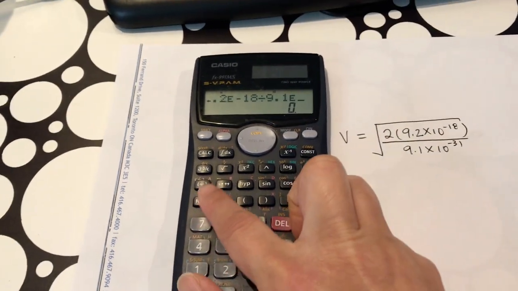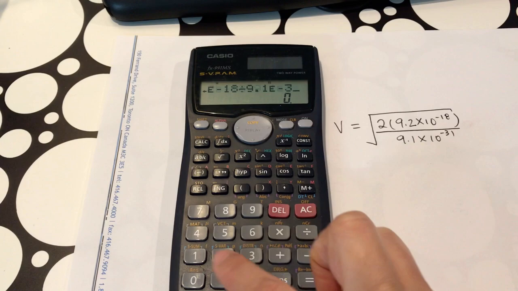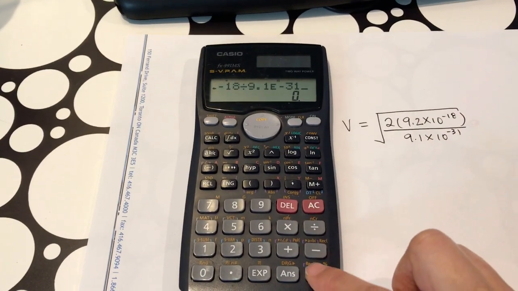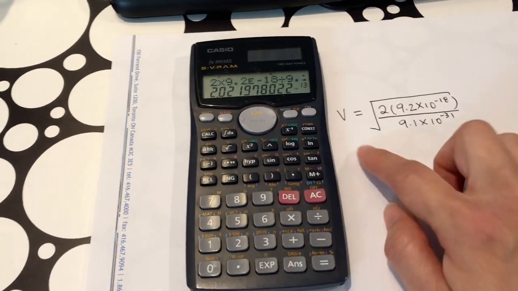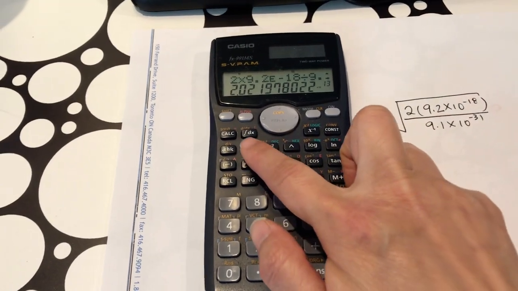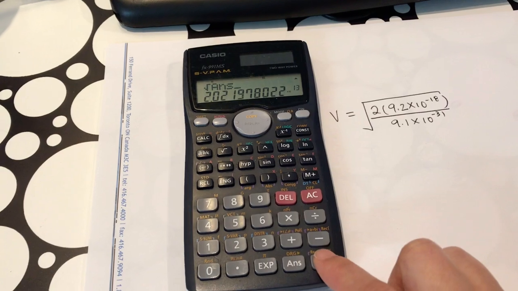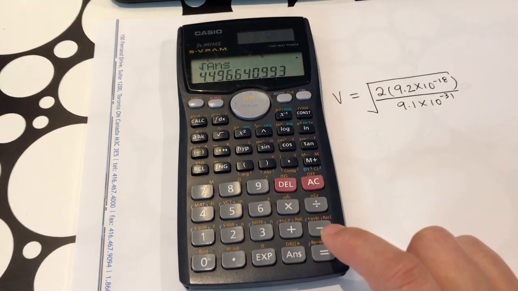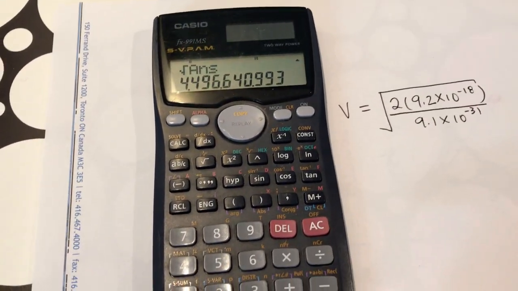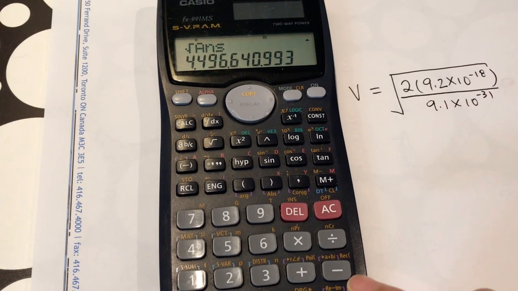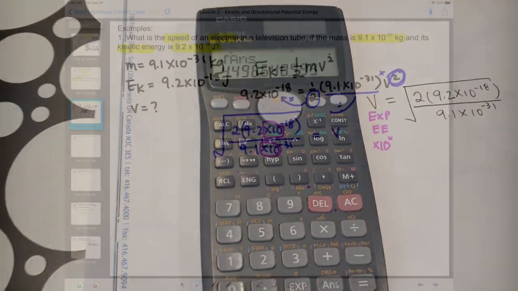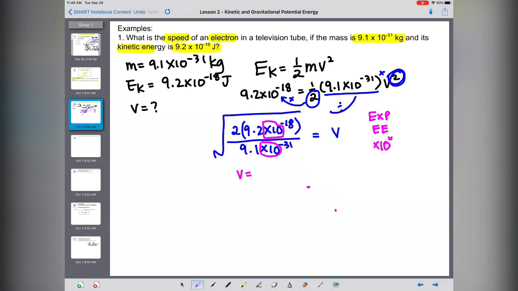EXP negative 31, equal. Okay, and then finally I have to take the square root, so I would take the root of whatever answer I got, ANS, and it equals. The answer worked out to be 4496640, and so on. So the speed that we got from the calculator, I'm going to write the whole thing out and then we'll round it to the proper sig digits.